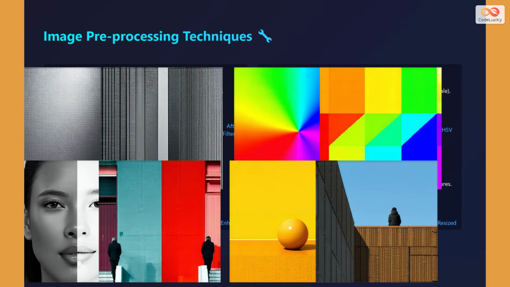Before feeding images to computer vision models, it's crucial to pre-process them to enhance their quality and make them easier to analyze. Several techniques are commonly used. Noise reduction involves removing unwanted variations in image intensity to improve clarity. Contrast enhancement adjusts pixel intensities to improve image visibility and details. Color space conversion transforms images between different color representations such as RGB, which represents red, green, and blue, HSV, which represents hue, saturation, and value, or grayscale. Image resizing scales images to desired dimensions while preserving important features.